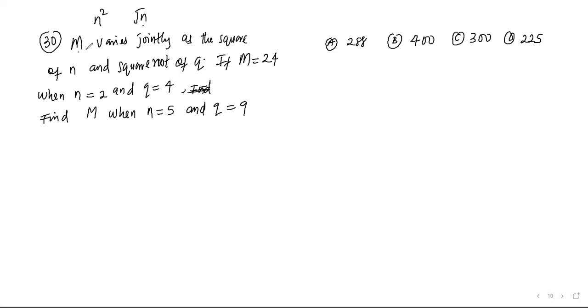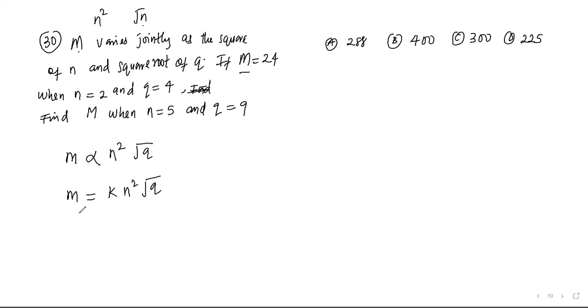So let's get started. m varies jointly as the square of n, so that's n squared, and square root of q. Let's stop here. Now take away this variation sign. Whenever you take this variation sign away, you introduce a constant which is called k. And now you have m equals k n squared root q. Now the next statement is going to help us get the value of k.